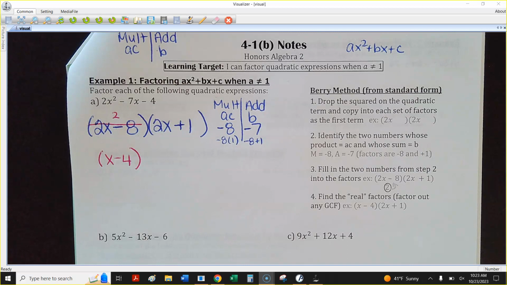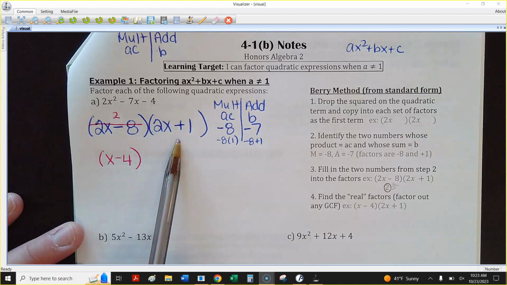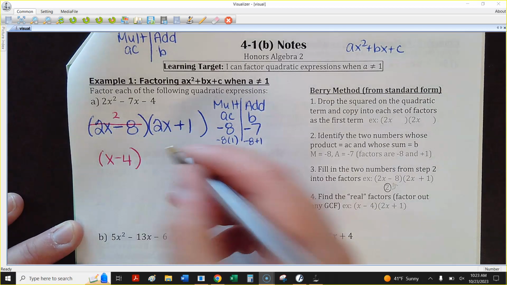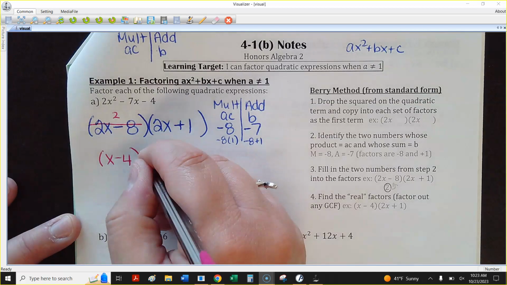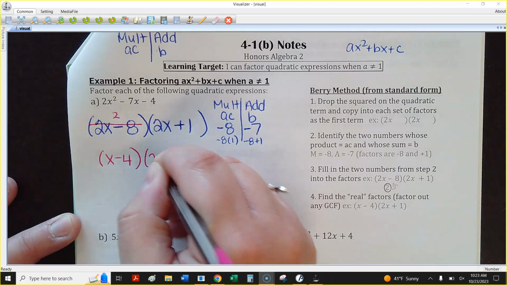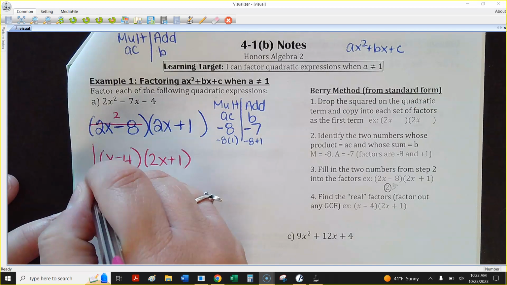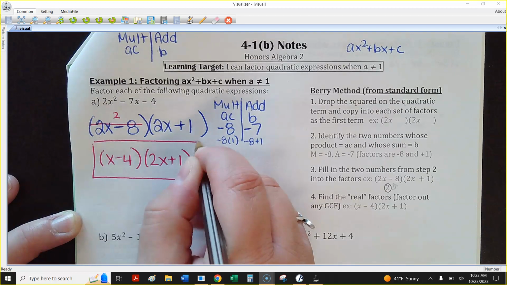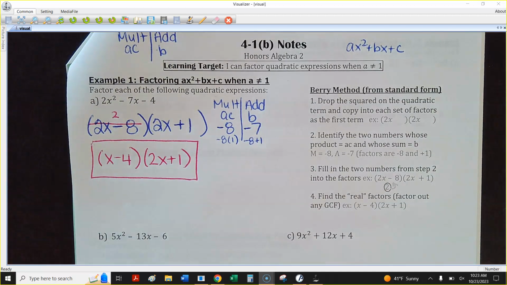The other factor I wrote down, the 2x plus 1, those two terms don't have anything in common other than 1. So that is the real factor. And then once you've simplified that, that should be the factored form of that original problem. It's just an extra step from what we were doing last week.